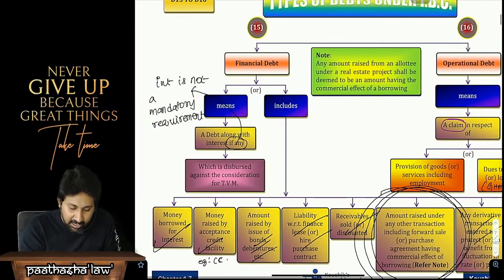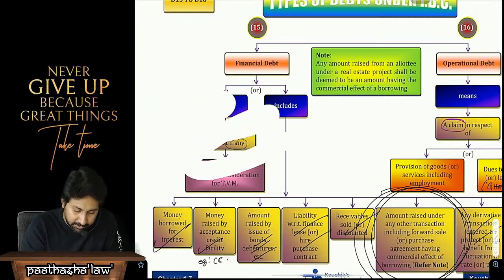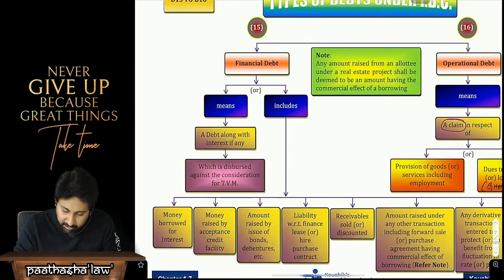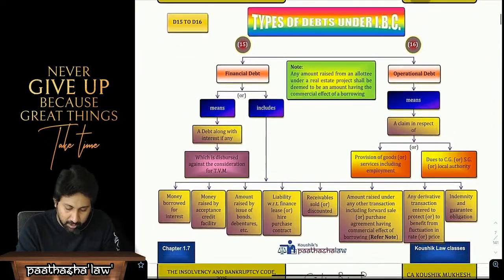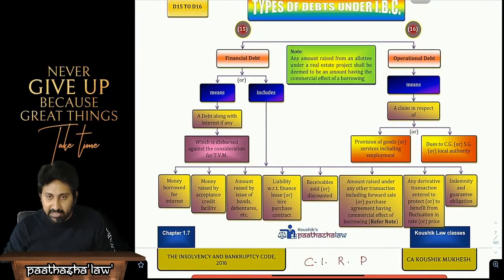Types of debts under the insolvency code. Listen carefully to the point. There are two types of debts. One is financial debt. Another one is operational debt. Financial debt and operational debt.